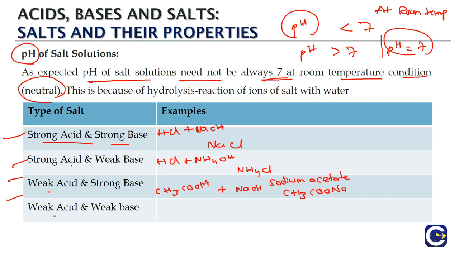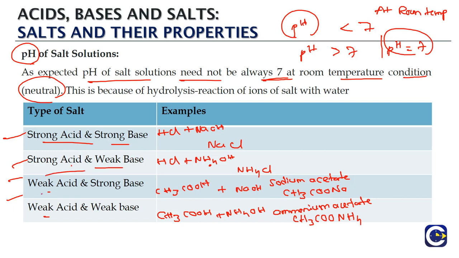Then we have salt formed by the weak acid and weak base combination. Weak acid means acetic acid. Weak base means ammonium hydroxide. It will give us CH3COONH4. This is called ammonium acetate. Now these are the 4 types of salts that we can broadly look at: salts formed by strong acid and strong base combination, salts formed by strong acid and weak base combination, weak acid and strong base, and weak acid and weak base.